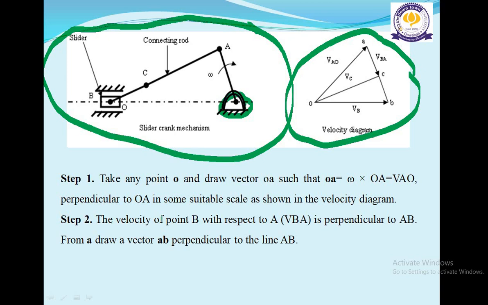Next, step 2: the velocity of point B with respect to A, that is VBA, is perpendicular to AB. So from A, draw a vector AB perpendicular to line AB. Here you can see in this diagram.